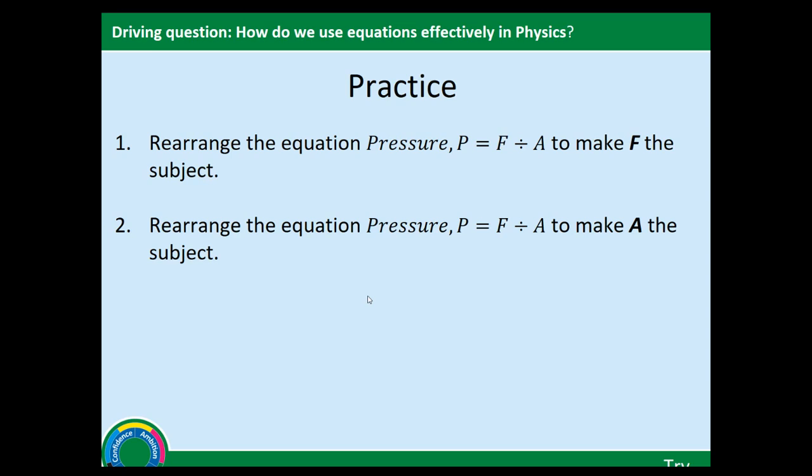Now, here is something for you to practice. Rearrange this equation to make F the subject of the formula. And then rearrange the same equation, but this time to make A the subject of the formula. Pause the video and try this out.